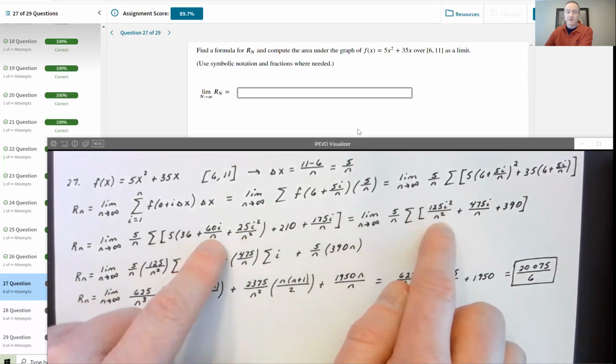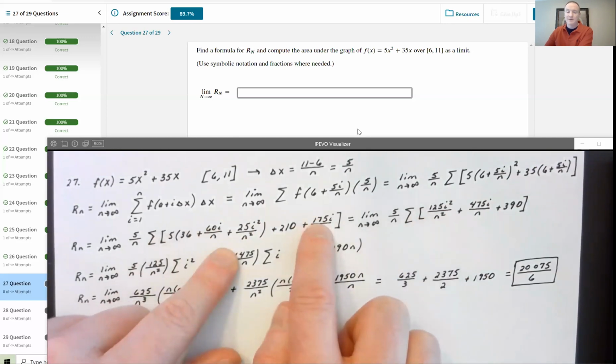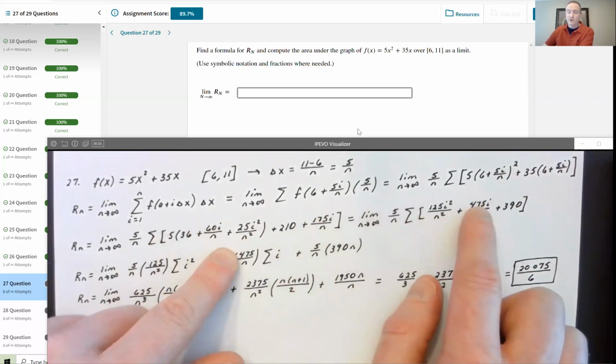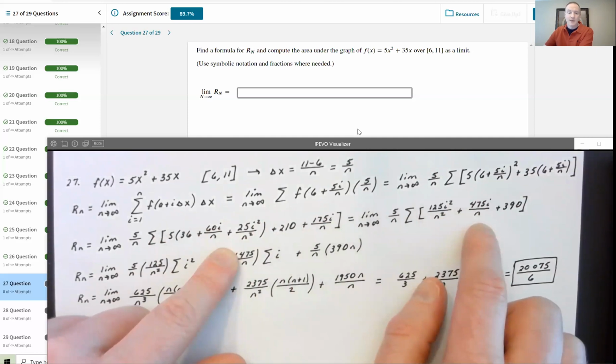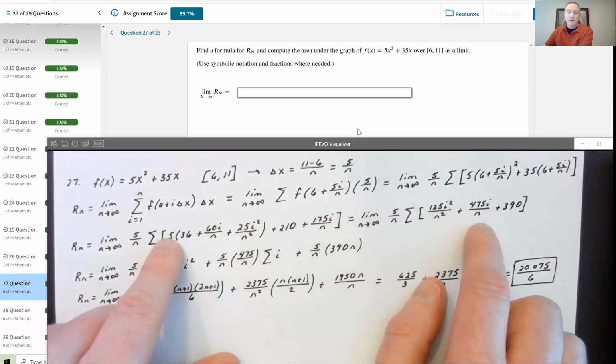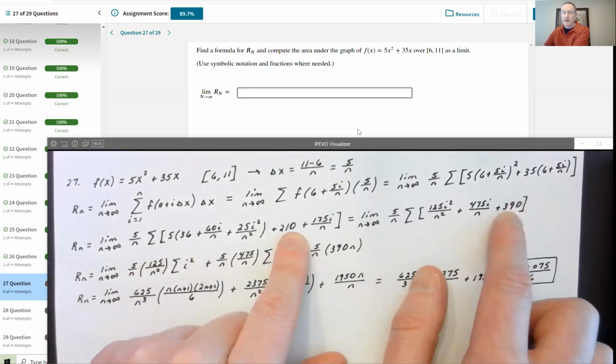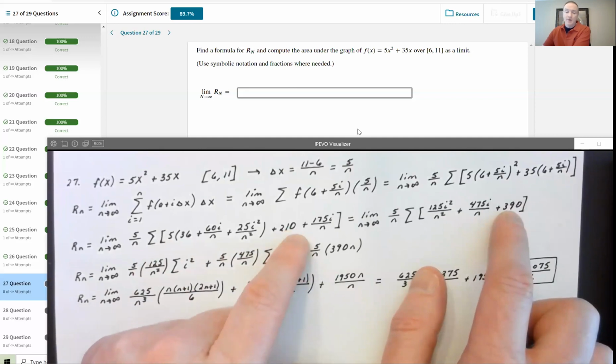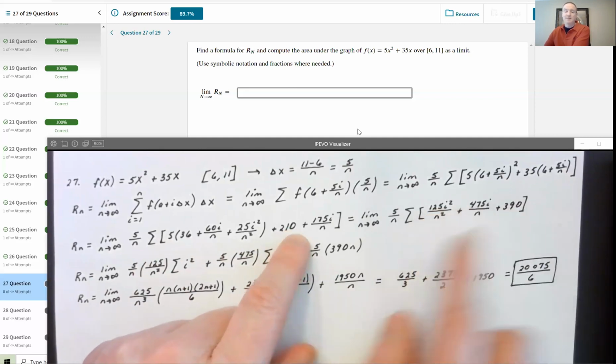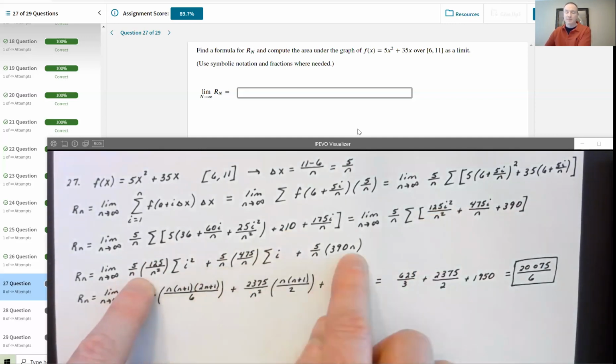Then I collected the terms of i. I would have 300 i over n plus 175 i over n for a total of 475 i over n. And then the constants, you would have 5 times 36 is 180. 180 plus 210 for 390 there. So now I have three separate terms inside the summation. I want to make three separate summations.